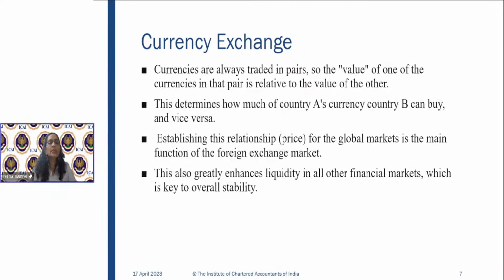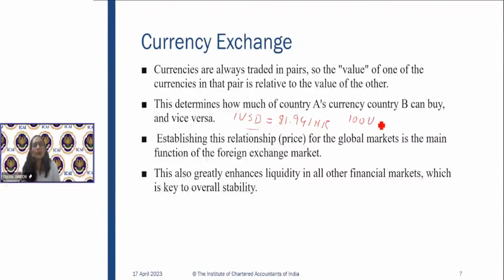So we have shared currencies are always traded in pairs. USD, INR, GBP, USD. GBP, JPY. So हमेशा दो currencies का currency exchange होता है, pairs. And this determines how much of country A currency you can buy with respect to country B. So we say 1 USD equal to 81.94 INR. That means how much you can buy USD based on INR, or how many INR आपको देने पड़ेंगे to buy 1 USD.